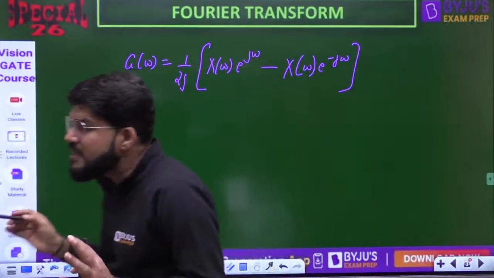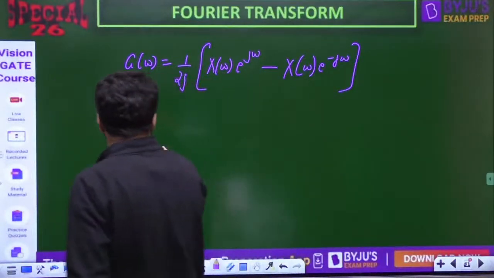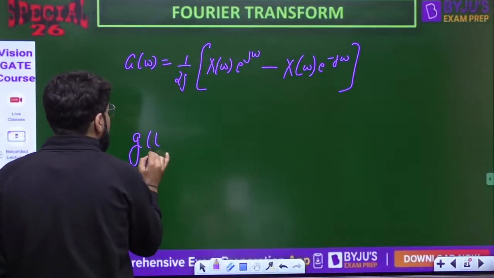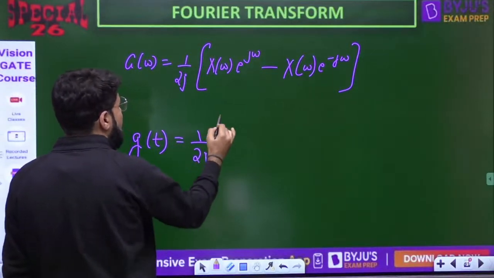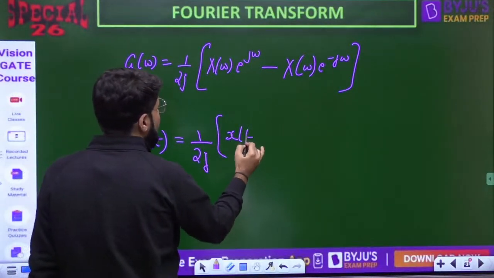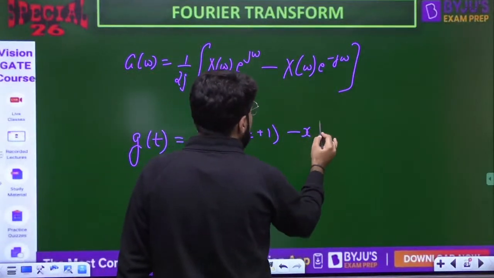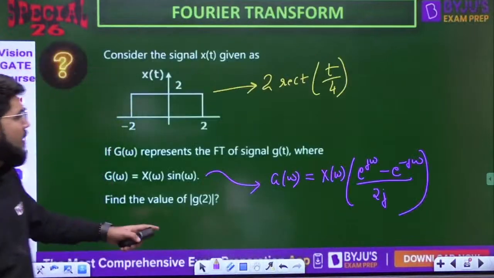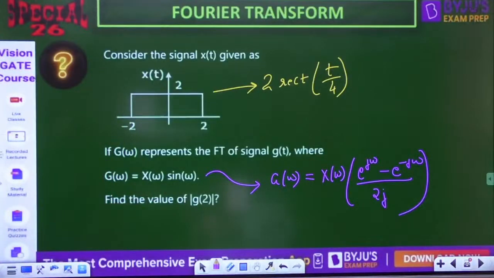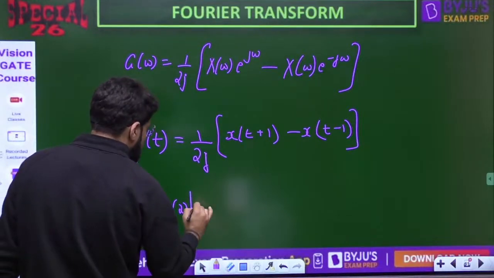Now there is an exponential term, a phase term, in the frequency domain, so it should be time shifting. When you want to calculate g of t in the time domain, you will have the time shifting: x of t plus 1 minus x of t minus 1. Now what are they asking? They are asking what is the modulus of g2?